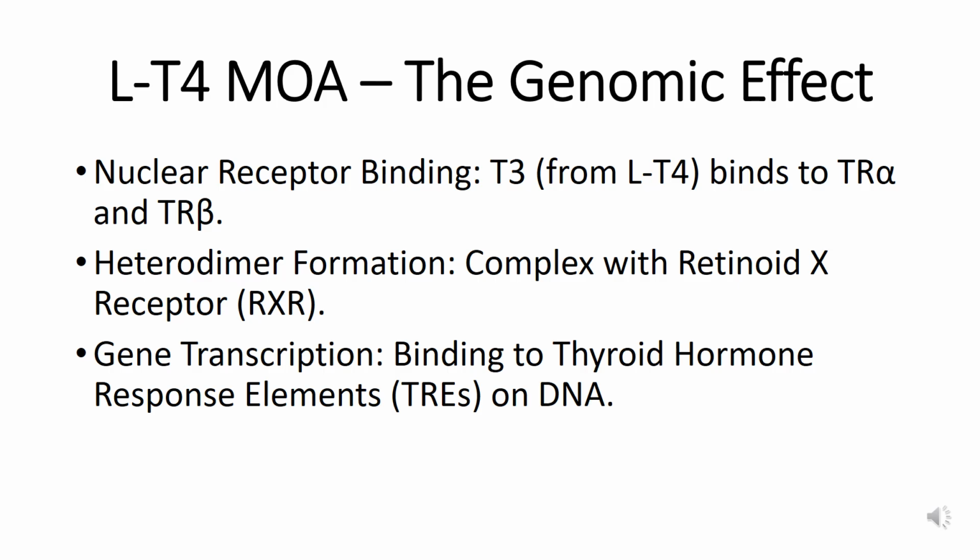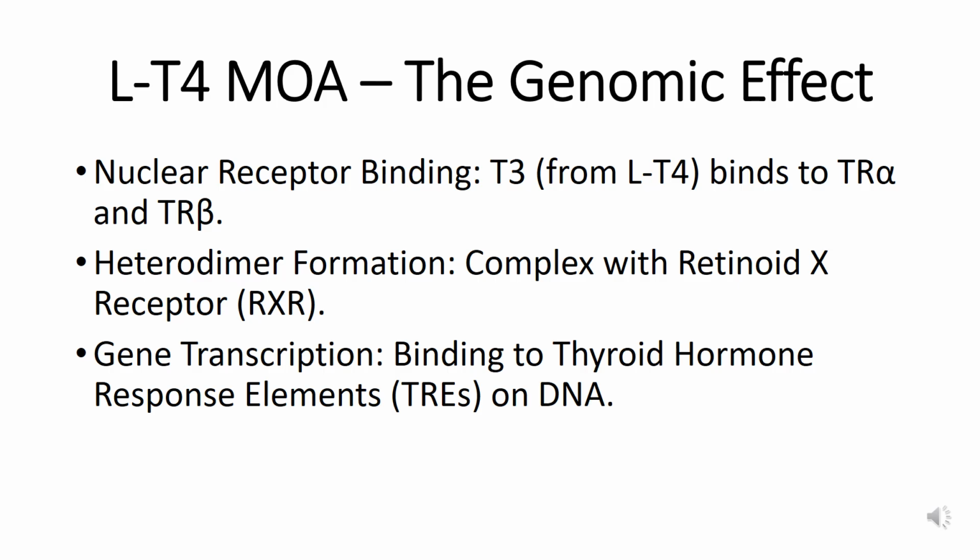The triiodothyronine TR-RXR complex then searches for specific regions on DNA called thyroid hormone response elements, or TREs. These DNA sequences function like docking sites for thyroid hormone signaling. When the complex attaches to a thyroid hormone response element, it influences gene transcription. In simple terms, it tells the cell which genes should become more active and which should become less active. As a result, the cell begins producing proteins that regulate metabolism, growth, development, and energy production.